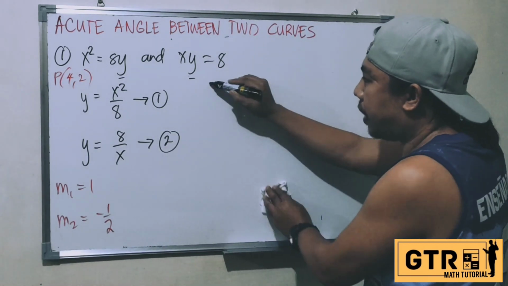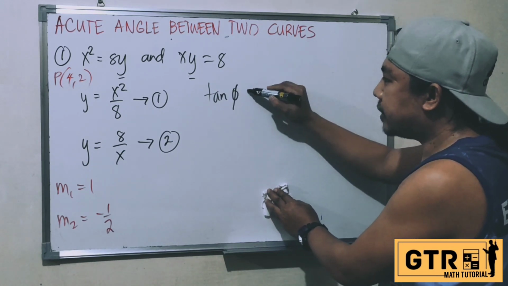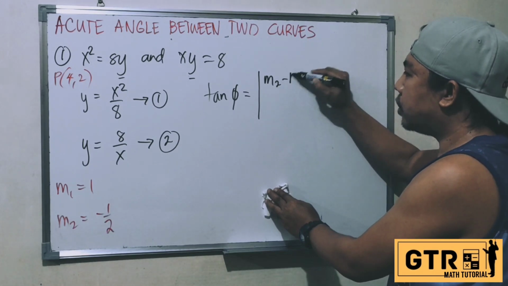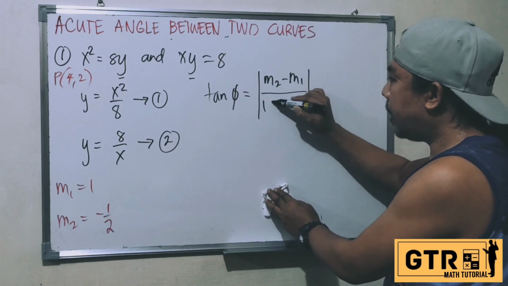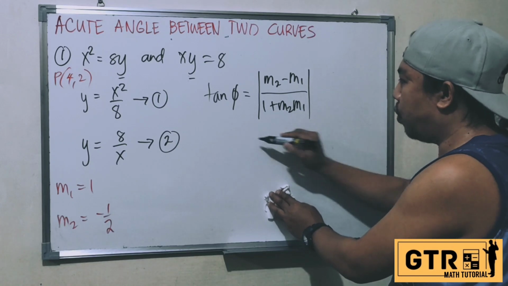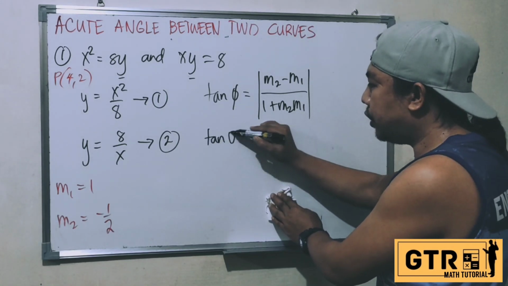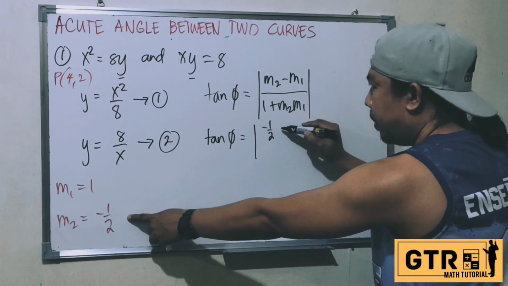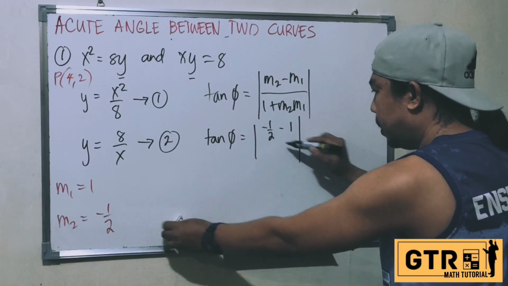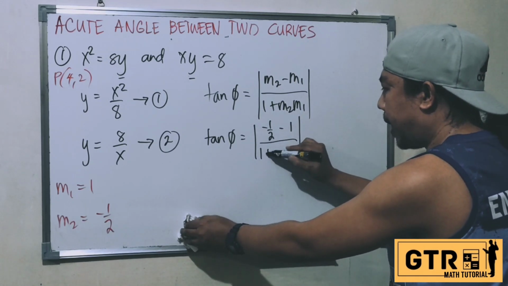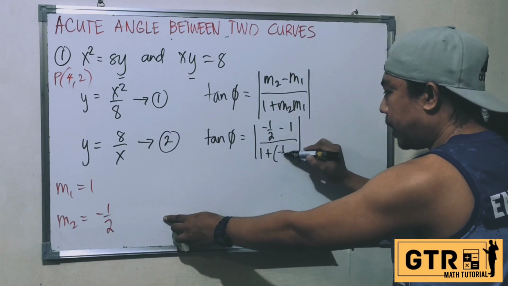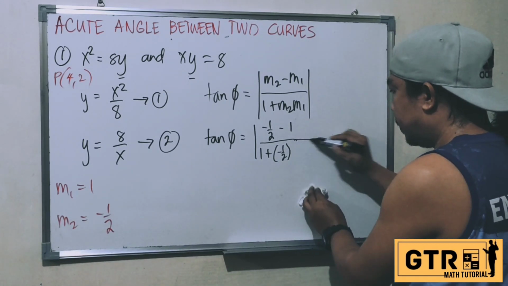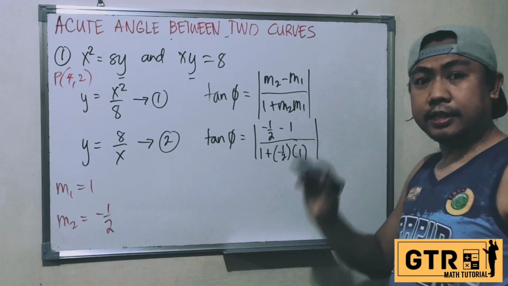Substitute to the formula, so we have tangent P, this is the acute angle, equals absolute value of n sub 2 minus n sub 1 over 1 plus n sub 2 times n sub 1. So just substitute all the values. We have n sub 2 is negative 1 half, and then minus 1 all over 1 plus n sub 2, negative 1 half, times n sub 1, we have 1. So just simplify.